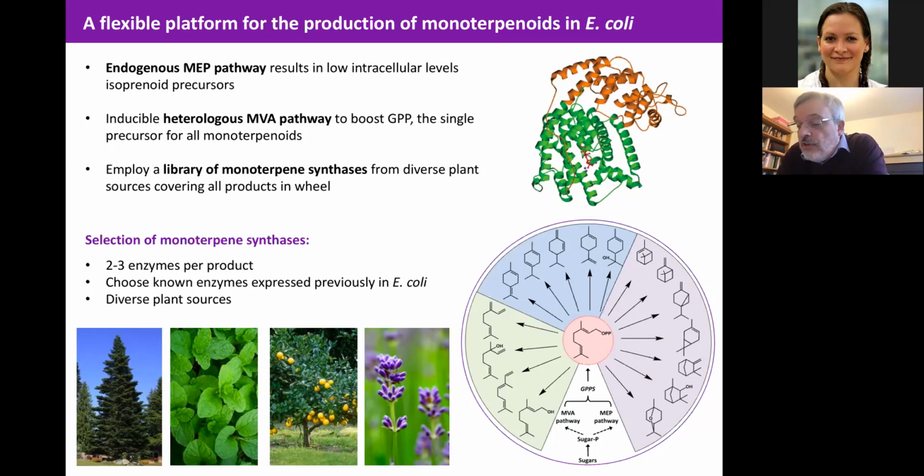Initially we targeted 2 to 3 known plant terpene cyclases for each individual scaffold, taken from a diverse source of different plants, in the hope of detecting and quantifying the monoterpene product produced from the engineered strains. This then opens up additional DBTL engineering, for example, to optimize product titers, minimize cytotoxicity of the products, and enable tailoring of the scaffolds to make higher value products.